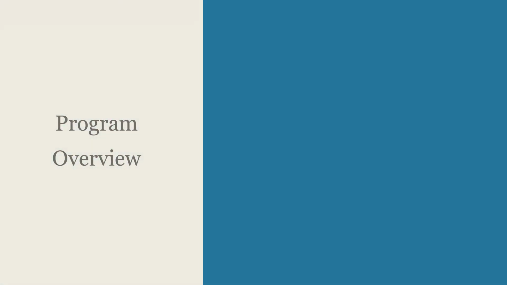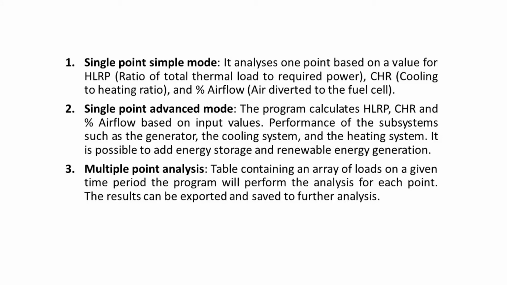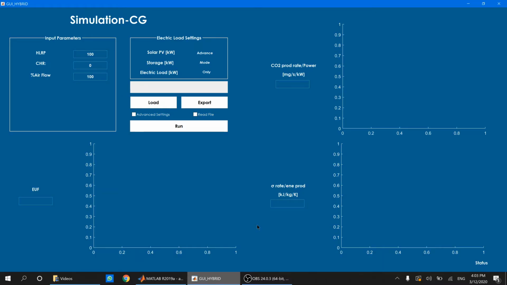run in three modes. On the first mode, you'll provide values of HLRP, CHR, and percent airflow. The second mode, you'll provide values of loads, cooling load, electric, and heating load. You can also modify the subsystem's efficiency. On the third mode, you'll have the same as the second mode, but you can run it multiple times.